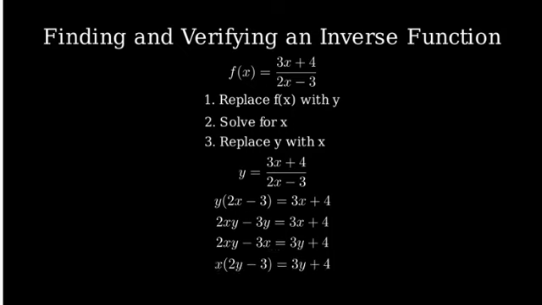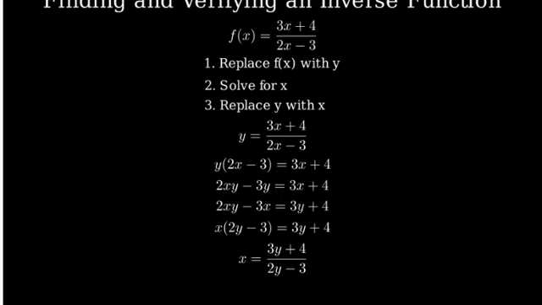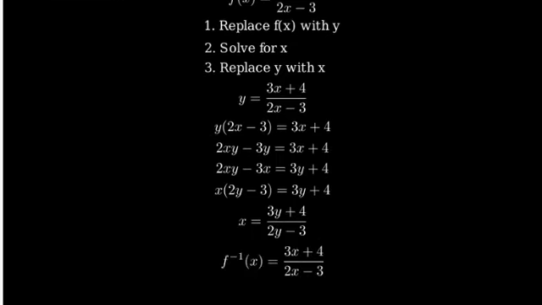Now we can solve for x by dividing both sides by 2y - 3. x = (3y + 4) over (2y - 3). Finally, we replace y with x to get our inverse function. f inverse of x = (3x + 4) over (2x - 3).